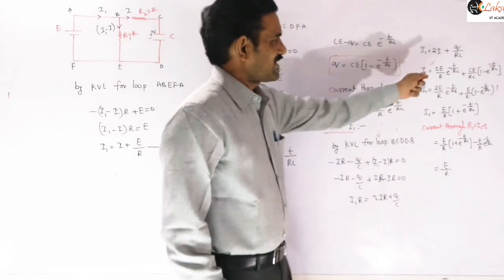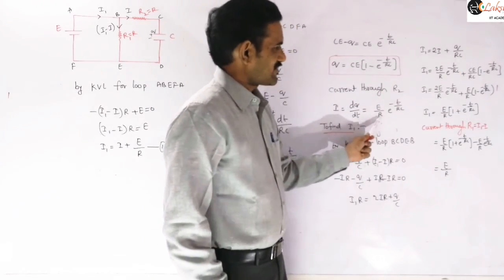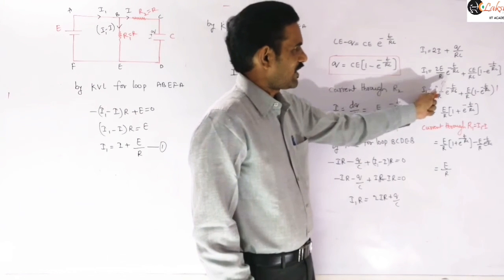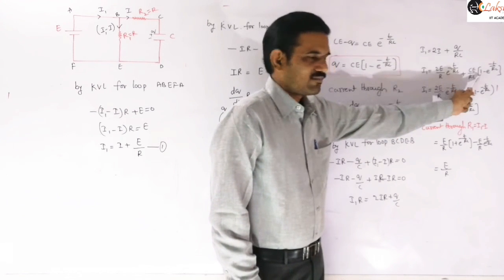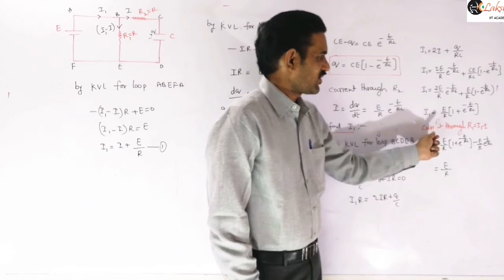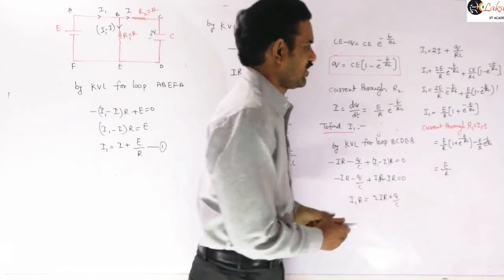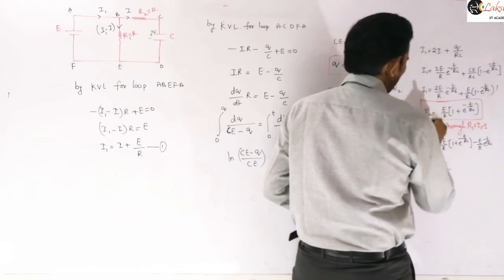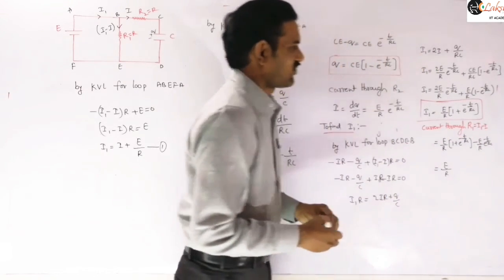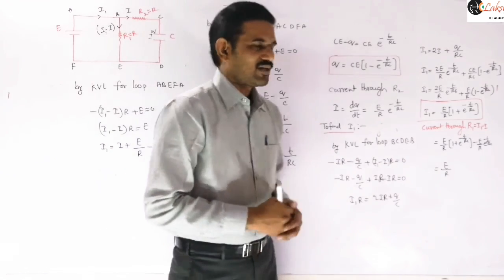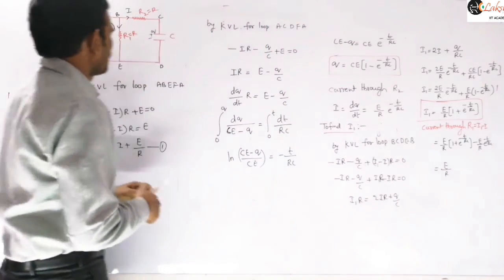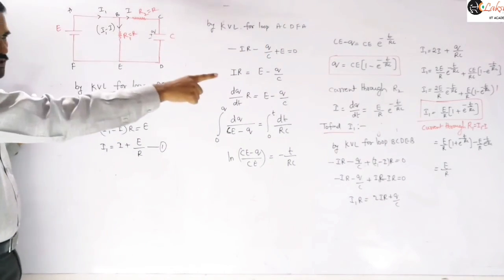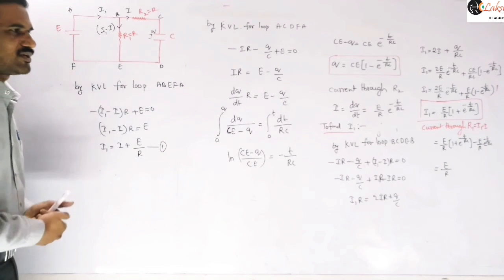Now we can substitute the I value we already calculated. So substitute this I value and Q value here. Then after simplification you will get I1 as this expression. So this is our I1 expression, E by R into 1 plus e power minus T by RC. I1 is nothing but the current drawn from the cell. So the current drawn from the cell is given by that expression.